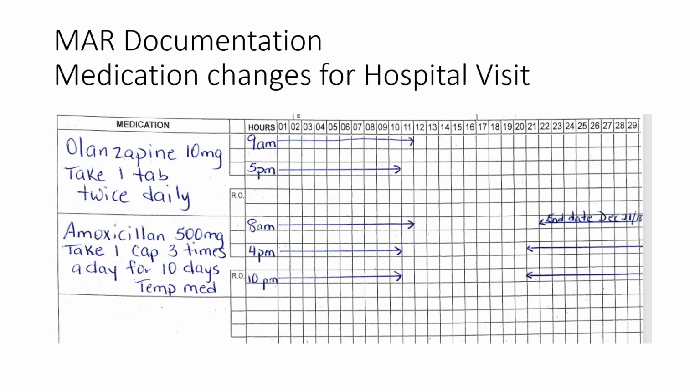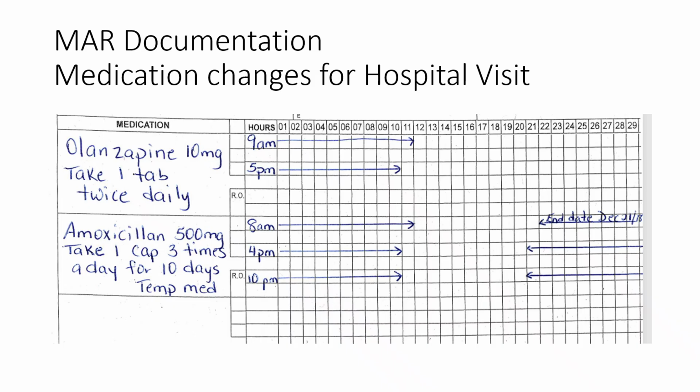Here's a completed MAR sheet for the medications prescribed at the hospital appointment. The first label has the name of the medication, olanzapine 10 milligrams, and how to administer. Take 1 tab twice daily. The admin times are documented under hours as 9 a.m. and 5 p.m. as indicated on the med change form. The start date of this medication is December 11th at 5 p.m. Note there is a line drawn through the first days of the month with the arrow indicating the first day the medication is to be administered. December 11th, the day of the appointment.